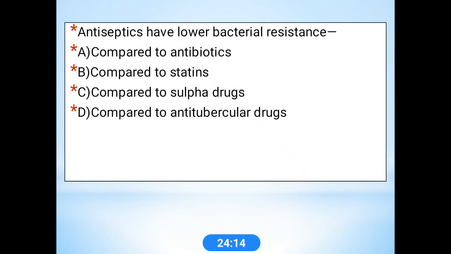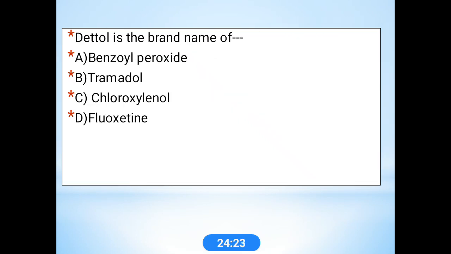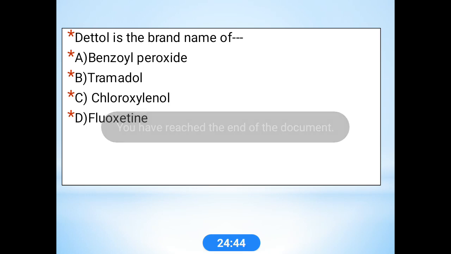Antiseptics have lower bacterial resistance compared to antibiotics. Dettol is the brand name of which antiseptic: benzoyl peroxide, tramadol, chloroxylenol, or fluoxetine? The answer is chloroxylenol. We already discussed the different concentrations of chloroxylenol, and the most widely used brand is Dettol. Okay, thank you.